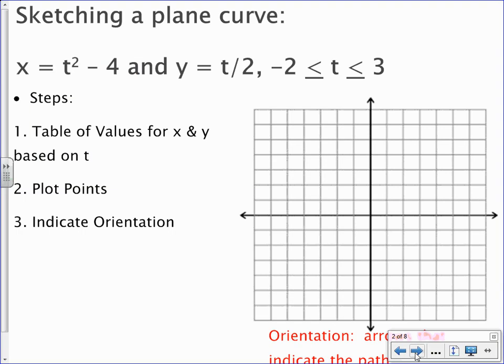Okay, and I'm actually going to give you one where I'm giving you what I want the t values to be. So we have x equals t squared minus 4 and y equals t over 2, and I only want us to graph this between t is negative 2 and 3. So what we're actually going to do, instead of making an xy chart, we're going to make a txy chart. Okay, so we're going to plug values in for t to figure out our xy coordinates and then plot those.